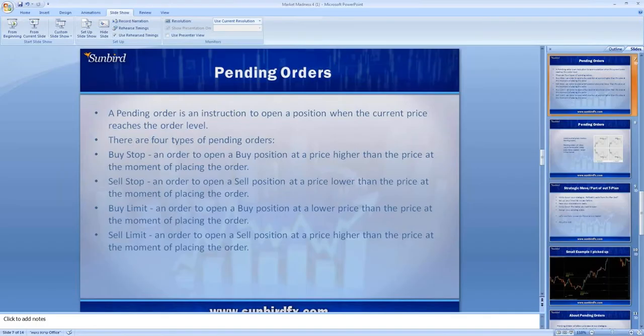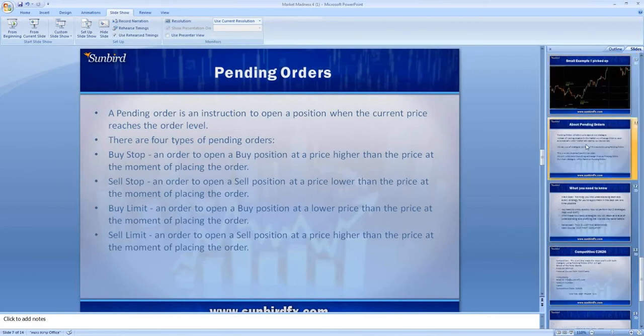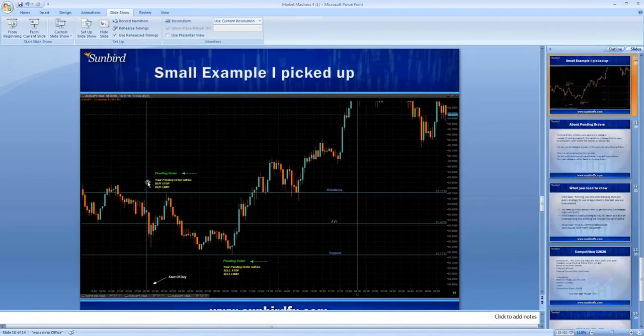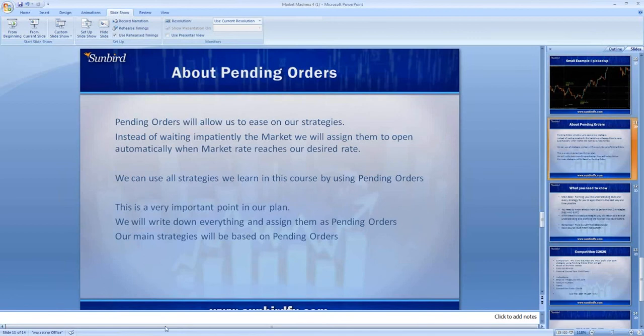Okay, let's go back to our slides. Again, here I did the same thing for those who want to pause it on the webinar, but preferably what we saw in our live market would be best. Okay, about pending orders. Pending orders will allow you to ease our strategies. Instead of waiting patiently for the market, we assign them to open automatically when the market rate reaches our desired rate. Very simple. Instead of waiting in front of the computer all day, you just need to set up your pending orders and you're good to go.